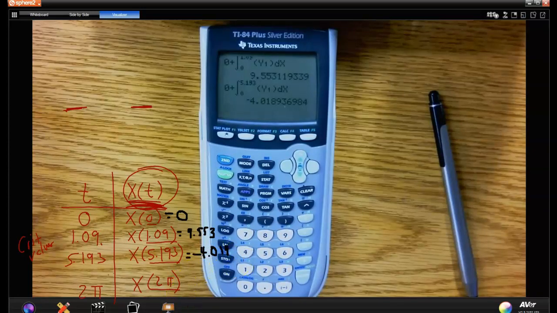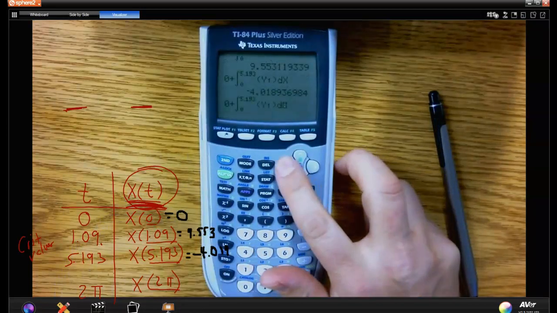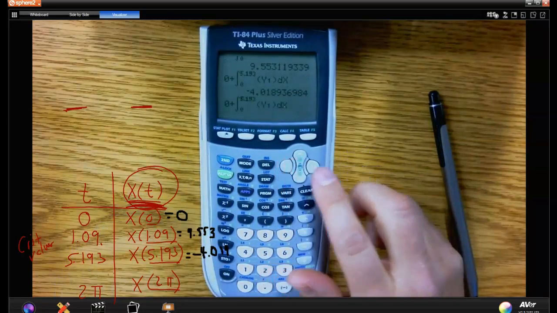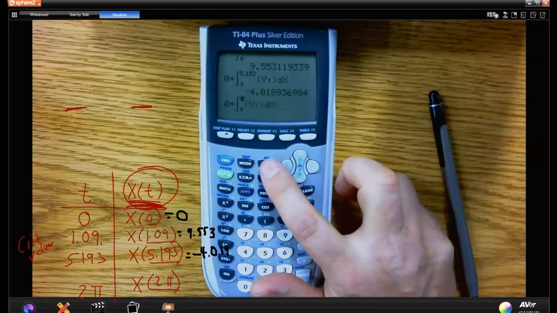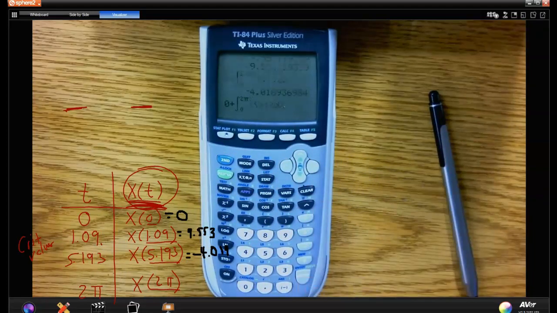And then finally in the last one, second, same thing, we're going to push second equals, and I'm just going to go up here and delete that last interval and replace it with 2 pi to get my final spot. And that one's 5.534. And so as you guys can see, here's our max.